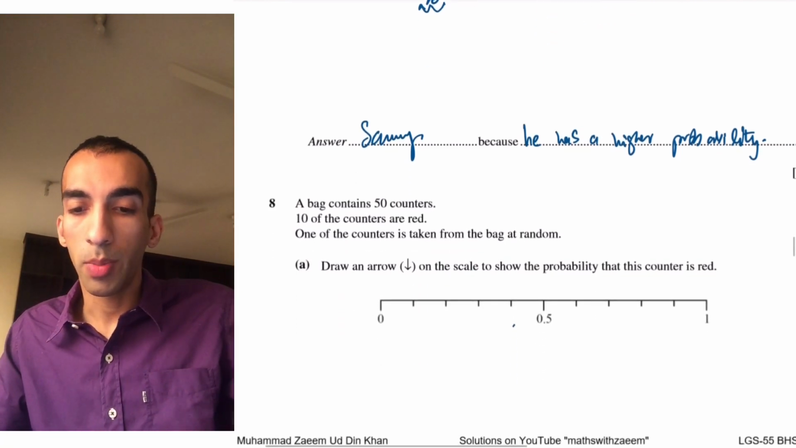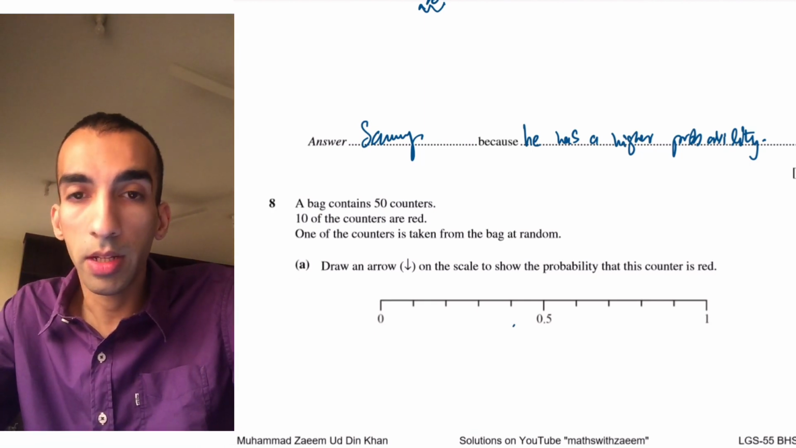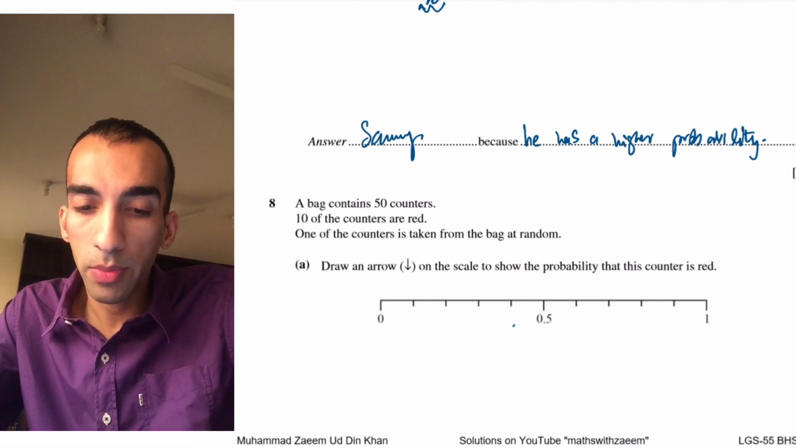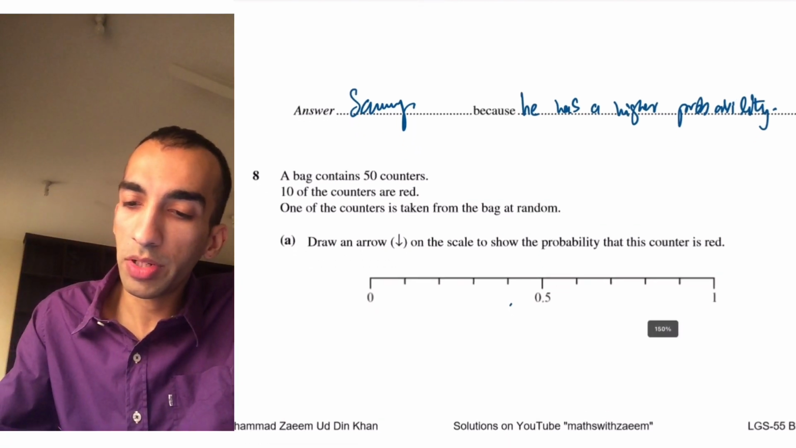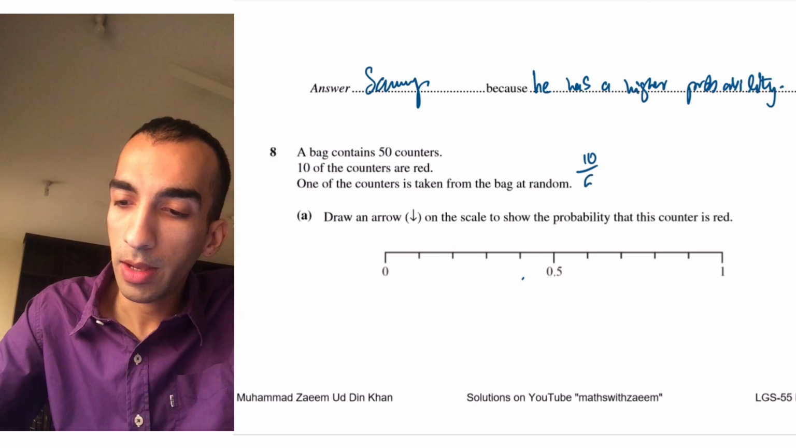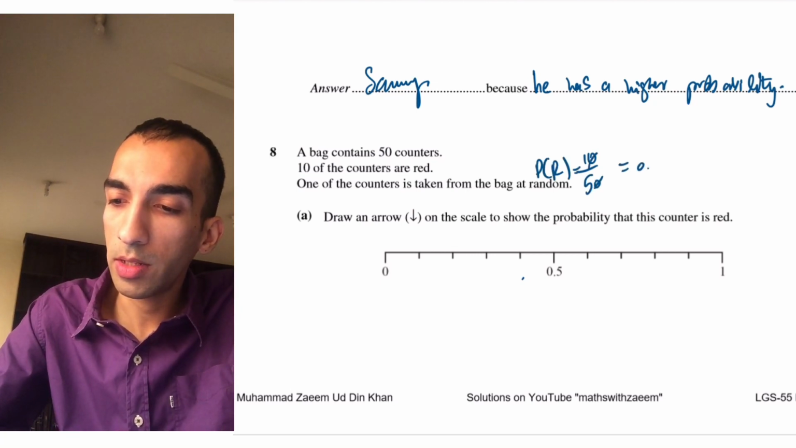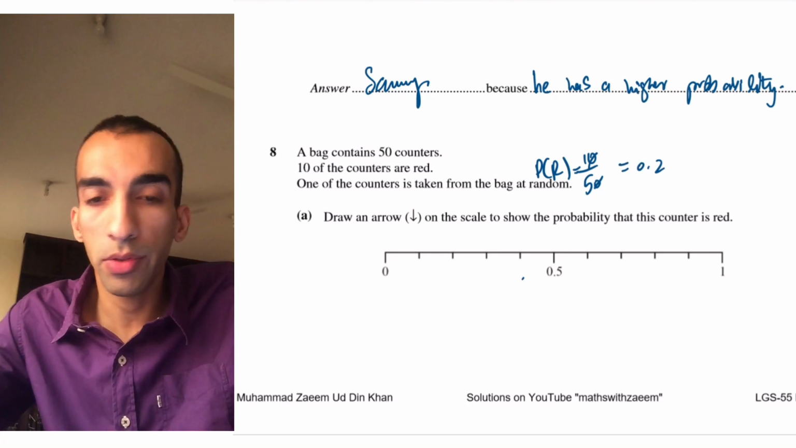Next question. A bag contains 50 counters. Counters can be any article. Let's just say there are 50 items. 10 of them are red. One of the counters is taken from the bag at random. Draw a scale. 10 out of 50 represents the probability of getting a red counter. If you simplify this, this becomes 1 over 5 or 0.2.